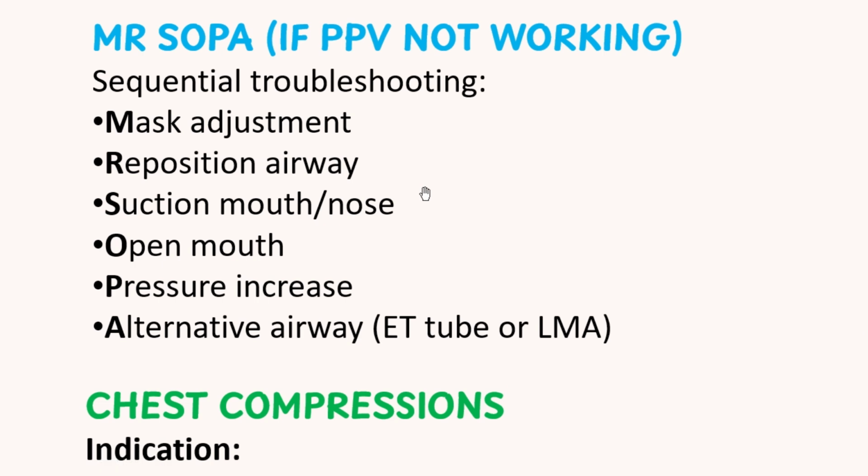Repositioning the airway. That is going to be checking if they're in the sniffing position, and whether the airway is obstructed. Then suctioning the mouth and the nose. Sometimes you may have secretions that are covering the airway. You want to open the mouth. Then increase the pressure on the positive pressure ventilation. And then lastly, if everything else fails, you want to consider an alternative airway. That can be an endotracheal tube or a laryngeal mask airway.